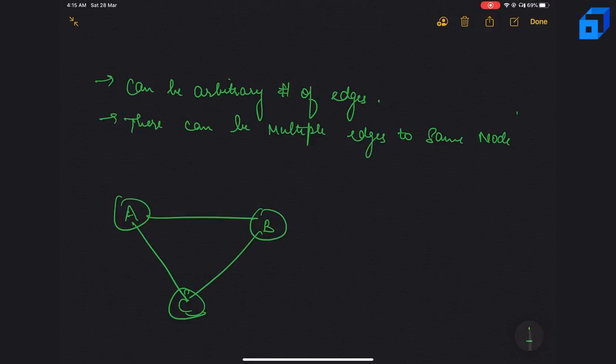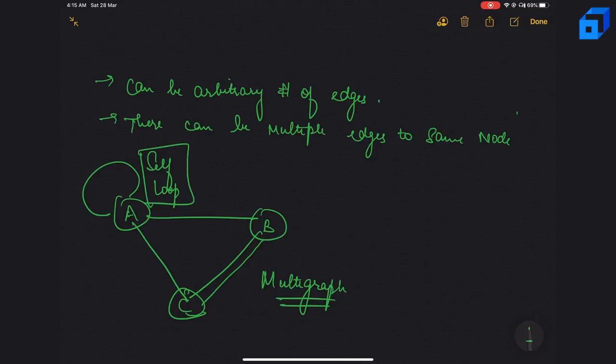Similarly, there can be an edge from a node to itself. This is known as a self-loop. Also, there can be multiple edges between two nodes. Such a graph in which there can be multiple edges between a pair of nodes is also known as a multigraph.